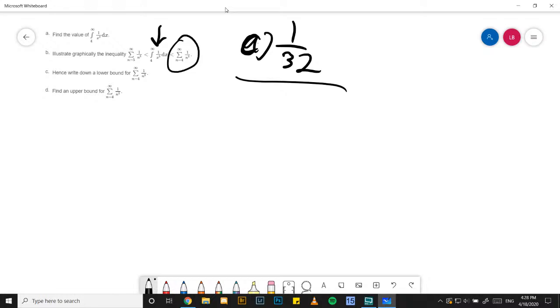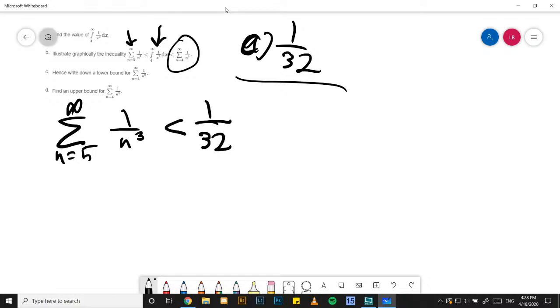Now, the upper bound for this can be solved for by utilizing the value of this. So you know that the sum from n equals 5 to infinity of 1 over n cubed is less than 1 over 32. That's for sure. And the reason you know that is because it's less than that integral over there, and the integral's value is 1 over 32. And hence the entire thing must have value less than 1 over 32.